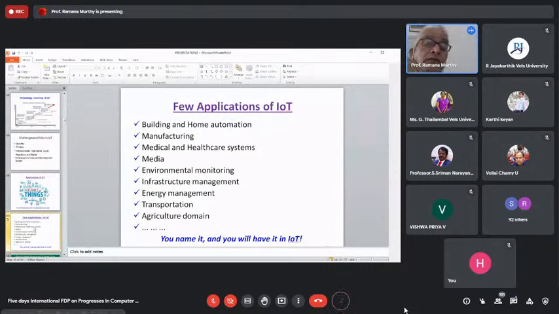I will give one application on which I have done a good piece of work in the agriculture domain. I will tell about that at the end. See, if you go on naming, you can name anything and you will have IoT in it. That's what I say. Right.